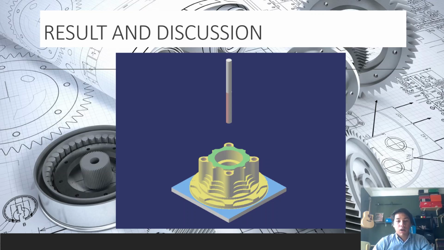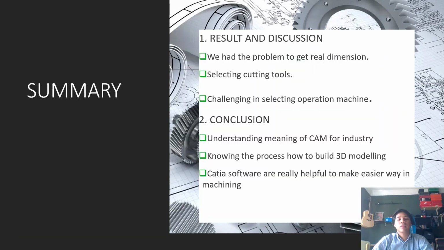Alright, so I will continue with result and discussion. So here, the yellow color is the finishing surface and the blue color is for clamping purpose. Okay, so here is the final result and modeling for the overall process. So we will continue to the next slide.